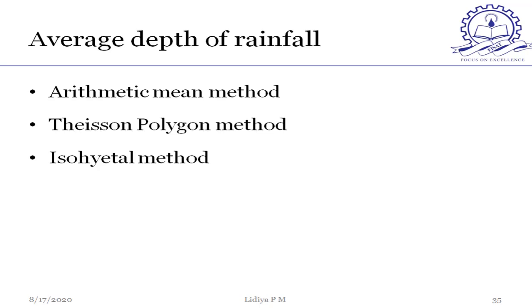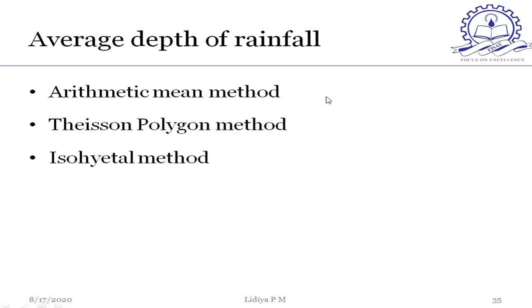If you consider a small area, there may be a single rain gauge station. The rainfall data recorded at the station represent the average depth of rainfall over that area. For a large area, there will be a network of rain gauge stations. As the rainfall over a large area is not uniform, the average depth of rainfall over the area is determined. These are the methods to determine the average depth of rainfall over a large area: arithmetic mean method, Thiessen polygon method and isohyetal method.